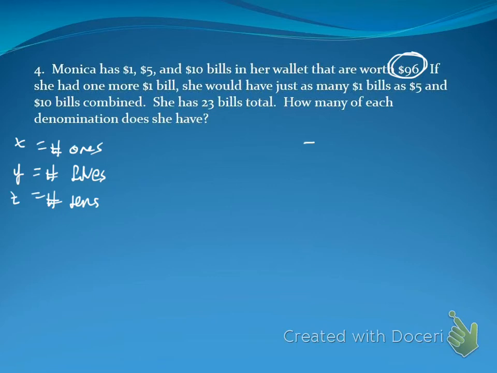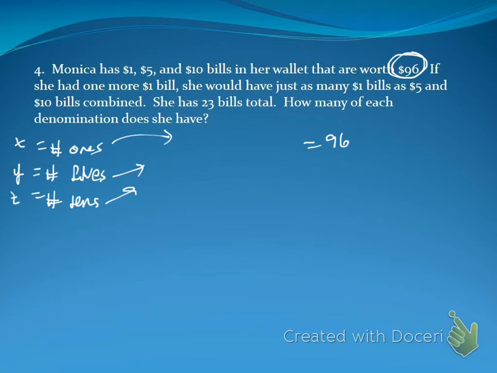Well, the total amount of money is $96. So when I add the value of the 1s, the 5s, and the 10s together, they have to equal 96. How much money are we going to get from the 1s? The way we would do that is we would count up the number of $1 bills we had and multiply it by 1, which is kind of weird.